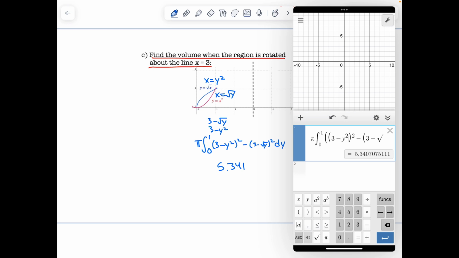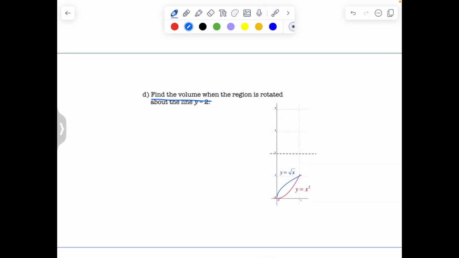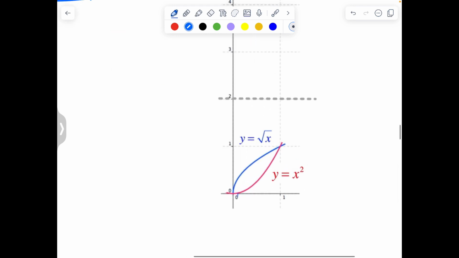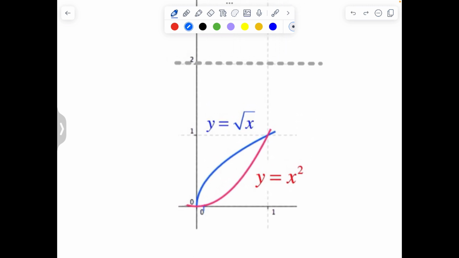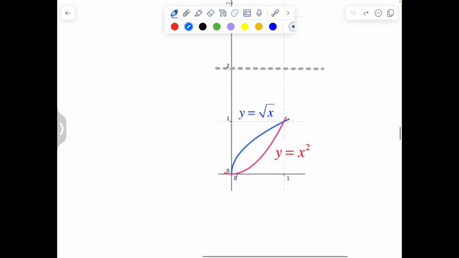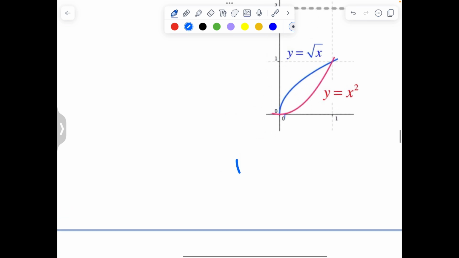And you can just see our equation right here. It's the same one that we had before. So find the volume when the region is rotated about the line y equals 2. It's going to be the same process as before. However, if you think about it, it's basically the same thing as with respect to the x-axis, except it's up 2, obviously. So we're going to have to be in terms of x. So right now, how it is is perfect.